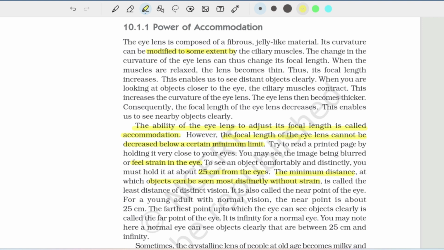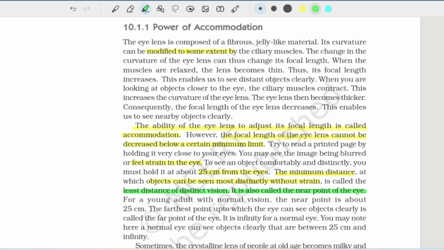But nowadays we are always looking into phones, and that distance is very small, which causes strain in the eyes. It is called the least distance of distinct vision. So an MCQ can come: what is the least distance of distinct vision? That is 25 centimeter. Also, what is the near point of the eye? Again, 25 centimeter. So two questions can come from here, about the minimum limit, the near point, or the least distance of distinct vision. All of them have the same answer, that is 25 centimeter.